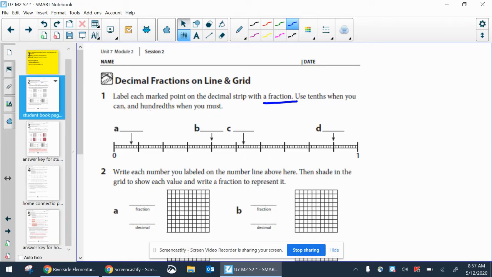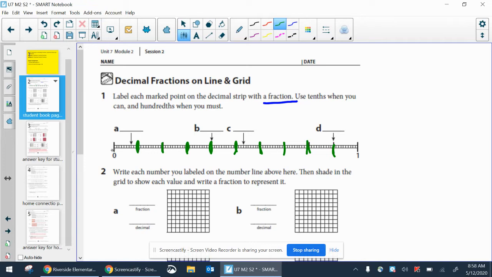All right, so let's look at our fraction strip. I'm noticing that it is from 0 to 1. I'm also noticing that the fraction strip is divided into 1, 2, 3, 4, 5, 6, 7, 8, 9, and 10 equal parts. So that marking that I just did in green would show us where our tenths are.